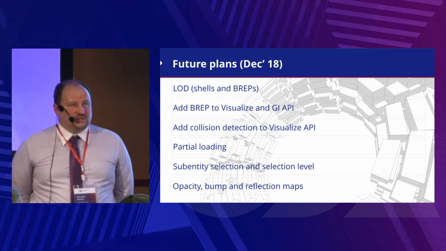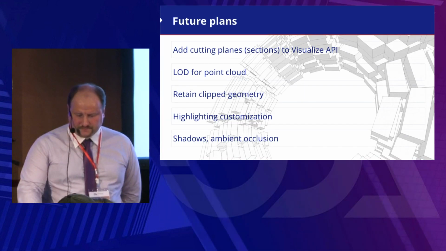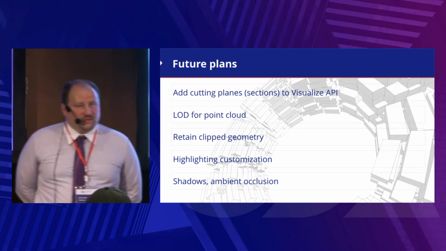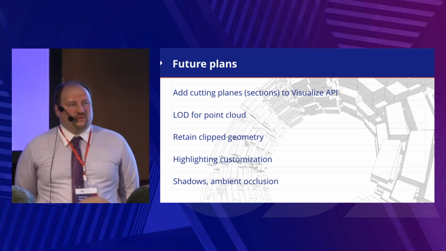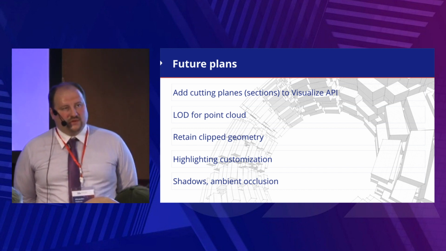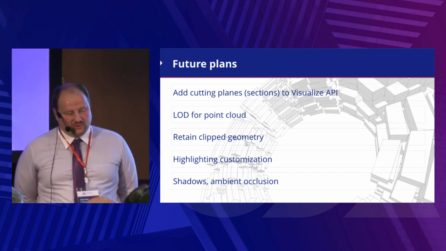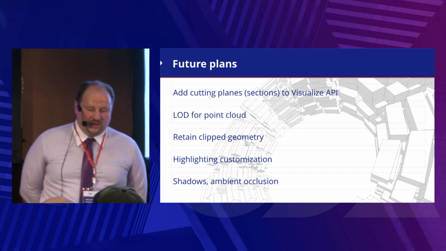Also, we want to add the support of the opacity, bump, and reflection maps. And now if you want to know more about far plans: first of all, we want to add the cutting planes, cutting section to our Visualize API, because again, such functionality is now available only on the low-level GI API.